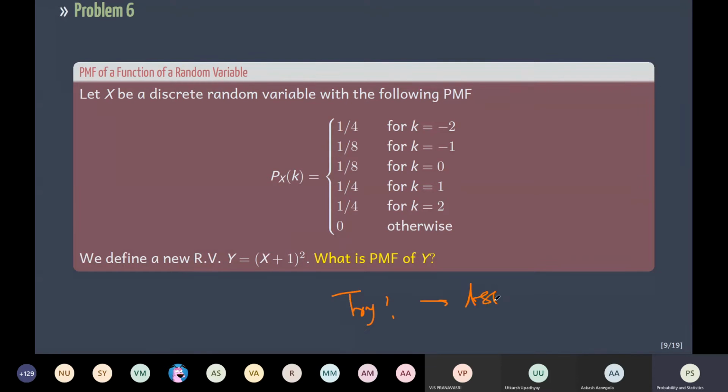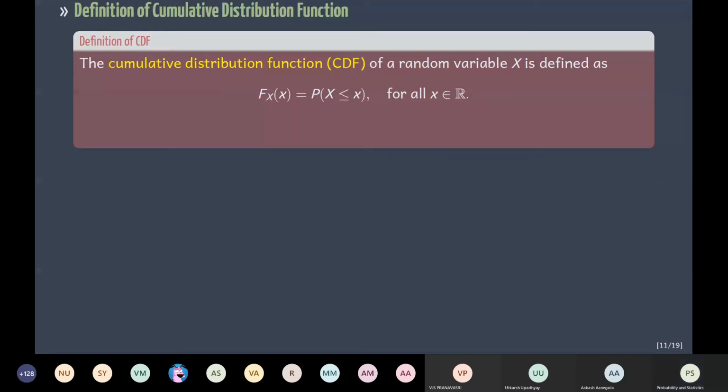I have to remember this. Okay, so let us do something called the cumulative distribution function. What we have seen so far is the PMF, which is the probability mass function.